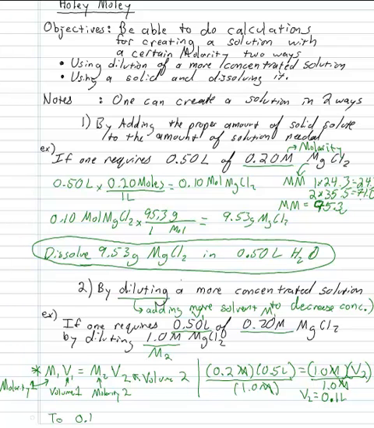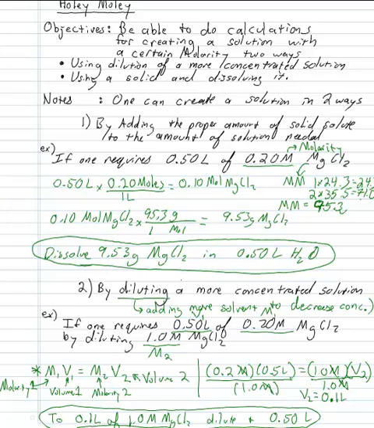So how I would make this solution is to take 0.1 liters of 1.0 molar MgCl2, and dilute to 0.50 liters. So that's how I would actually make this solution. That means I would just take 0.1 liters of my stock solution, my more concentrated solution, my M2 solution, and I would add water until it reached 0.5 liters. Essentially, I would just be adding 400 milliliters of solution.